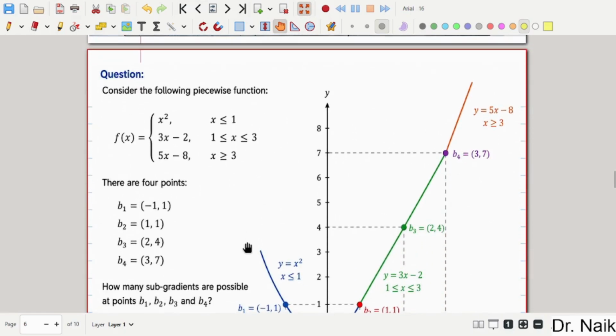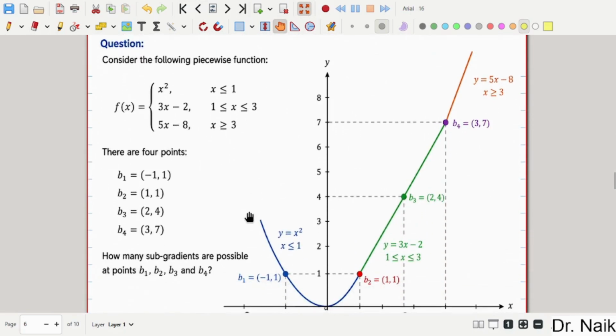Now let us solve a question. Consider the following piecewise function. F of x is x square, where x is less than or equal to 1. F of x is 3x minus 2 when x is greater than or equal to 1 but less than or equal to 3. F of x is 5x minus 8 when x is greater than or equal to 3.